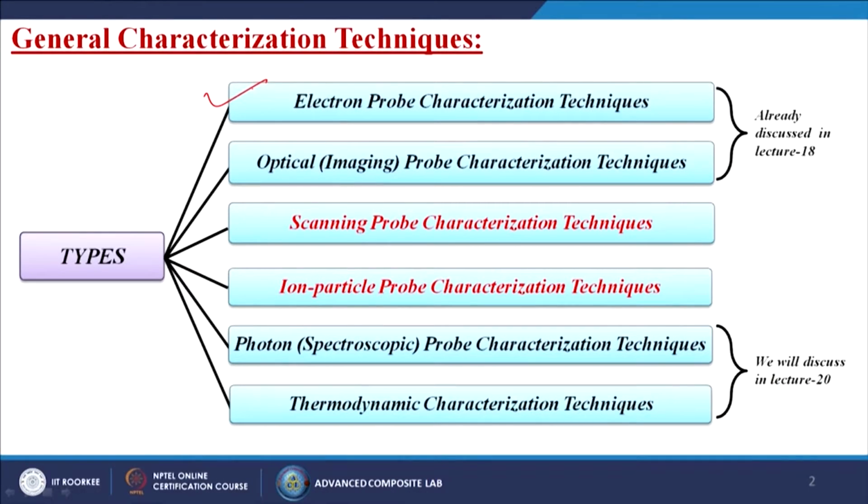In this lecture, we are going to discuss the microscopic structural analysis of nanomaterials, part 2. So, first, what are the types? If you remember, in our last lecture we already discussed the electron probe characterization techniques and the optical imaging probe characterization techniques. In this particular lecture we are going to discuss the scanning probe characterization techniques and the ion particle probe characterization techniques, and the other two will be left, which we are going to discuss in our next lecture.